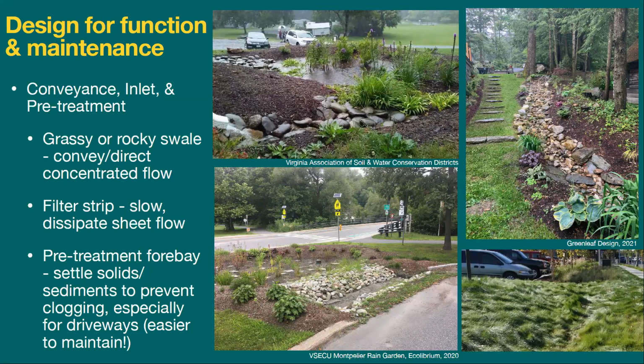And so that settles the solids, prevents clogging, especially for parking lots and driveways. Or if you have more sheet flow coming into the rain garden, say you have more of a linear rain garden like we did up here, and there's just runoff coming off the hill and it's all flowing into the rain garden, just say like a simple grassy filter strip. It can be lawn to slow and dissipate the flow as it goes into the rain garden, or it can be a rock lined filter strip.